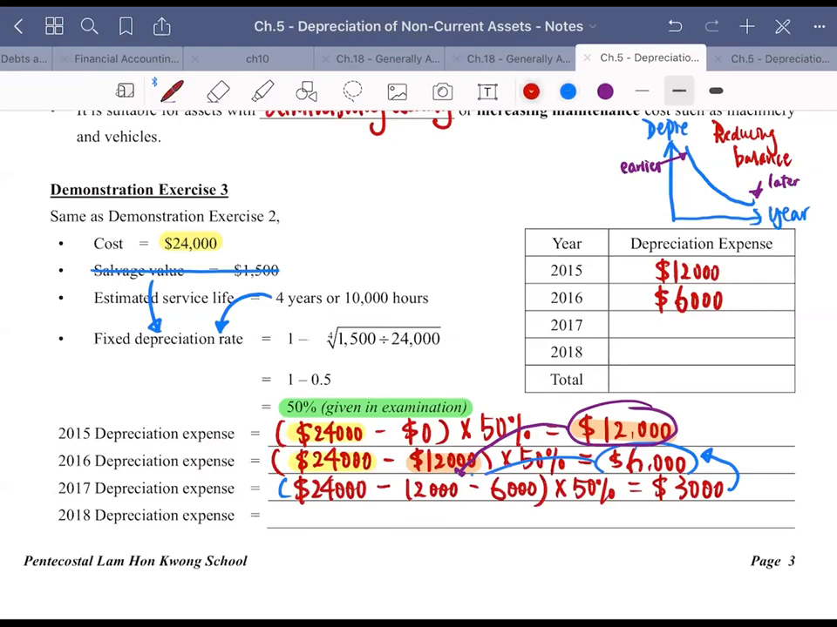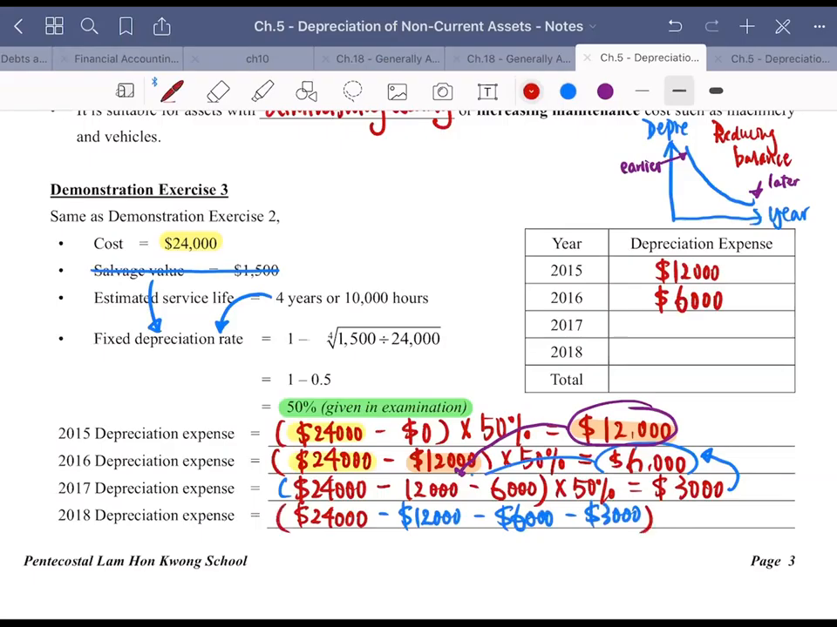So in the final part, in 2018, we have to deduct all the amounts charged previously, which are $12,000, $6,000, and $3,000.